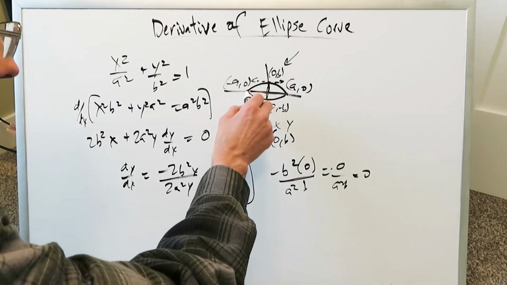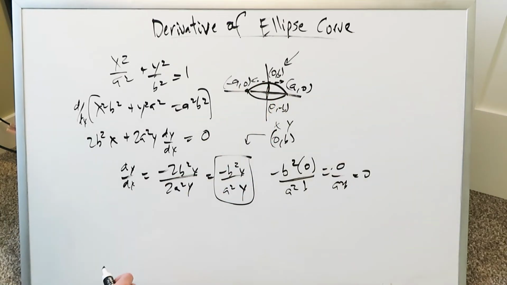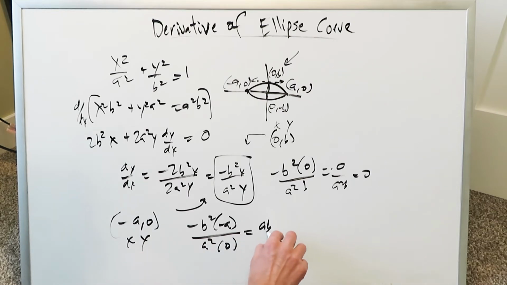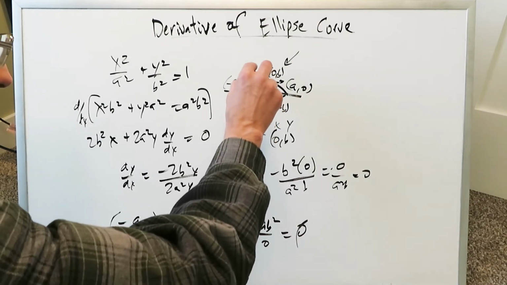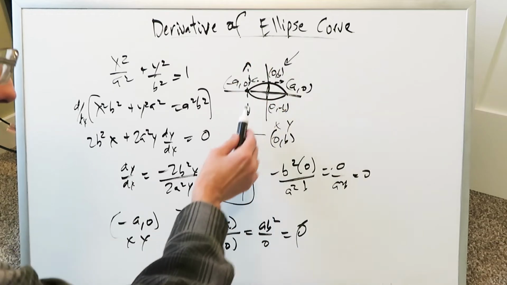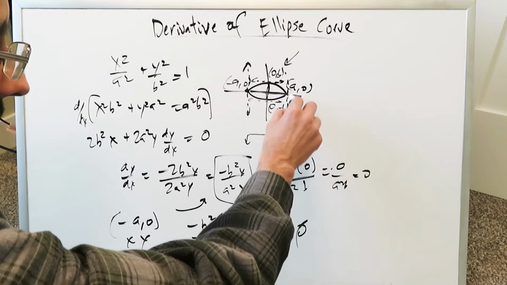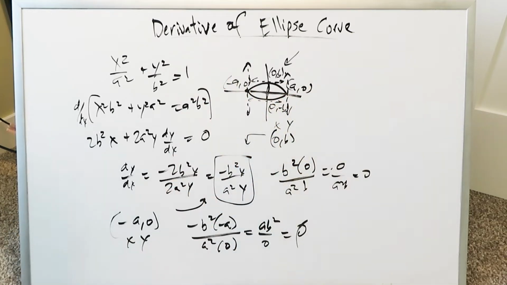How about right over here at this vertex, minus a comma 0? Well, we have a minus a comma 0. We can again plug it right in here. Here's your x value, here's your y value. You can do minus b squared times minus a divided by a squared times the y value here, which is 0. Here you end up getting a b squared over 0, which is undefined, because you end up getting a vertical tangent line. You can visualize here again, our tangent line over here would be vertical. You would have a horizontal tangent line right over here, and you'd have a vertical tangent line here. So at the vertices of the ellipse, you will have a non-differentiability occurring.